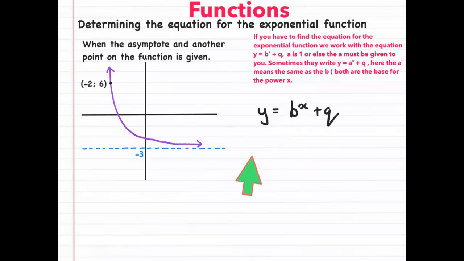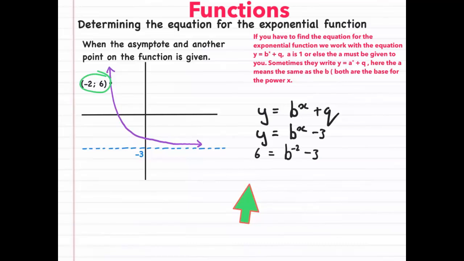So this will be y equals, and then b to the power of x. What is my asymptote? It is a minus 3. So we include the minus 3 here. Then we go and take that other point, and we are going to do substitution. So the minus 2 goes into the place of the x, and the 6 goes into the place of the y. And then we have the following: 6 equals b to the power of minus 2 minus 3.